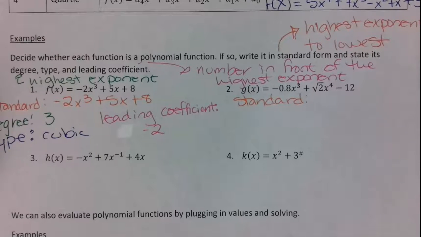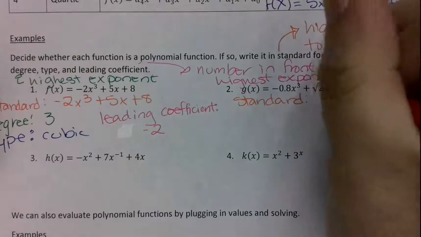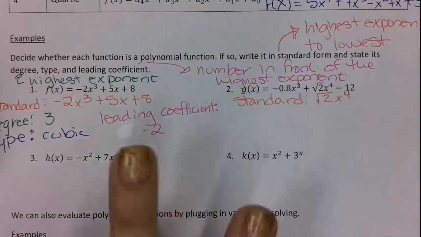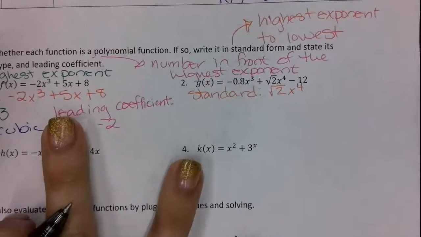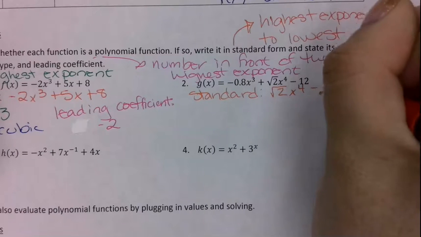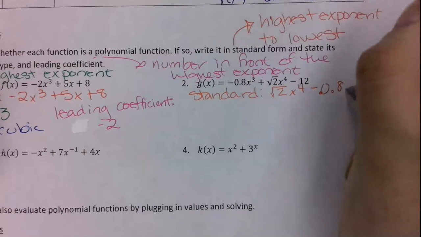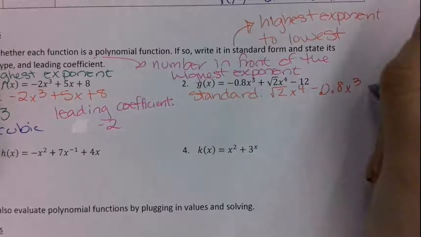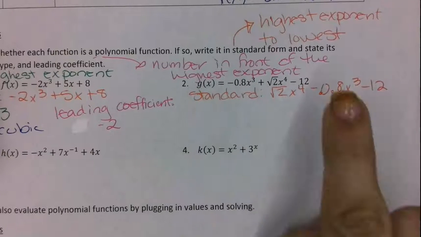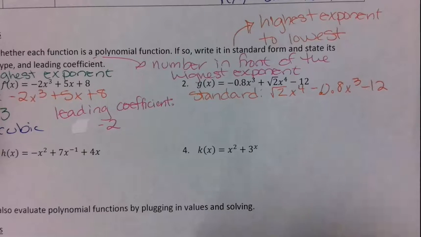Okay, so which one do I want to write first in standard form? Then which one goes next? Yeah, just leave it like that. And then minus the 12. It goes highest exponent to lowest.